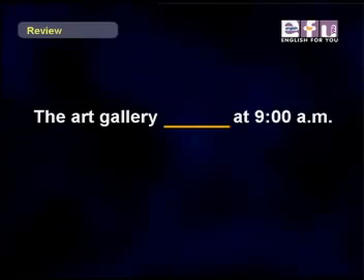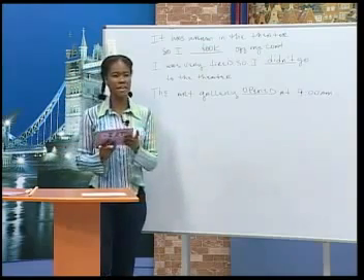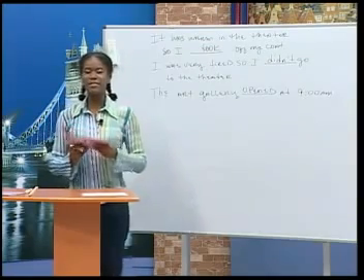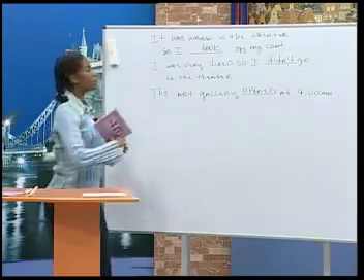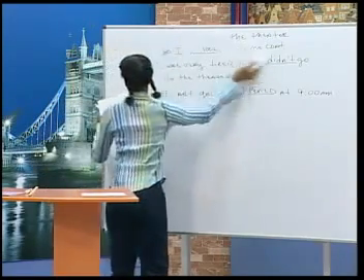Alberto, one for you. The art gallery at 9 a.m. The art gallery opened at 9 a.m. Good. The art gallery opened at 9 a.m. Fine, good, thank you. Now, let's do some exercises using the present perfect.